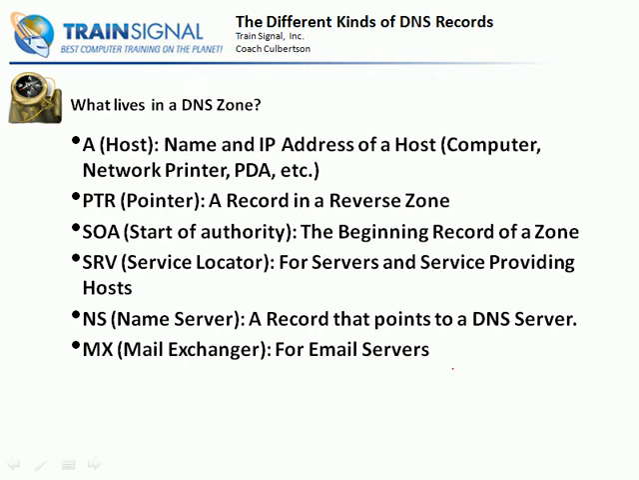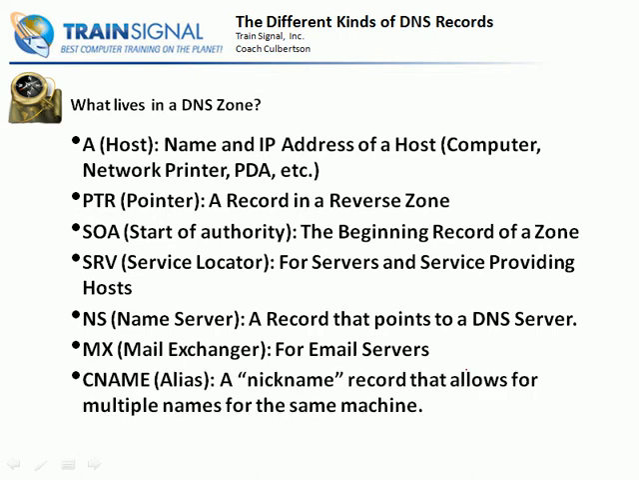Okay, when we need to make sure our DNS server knows where to find the email servers, we use what we call an MX record, mail exchanger. And last but not least, before we get into our demo, a CNAME record is an alias. Okay, it's just a nickname record that allows for multiple names for the same machine.